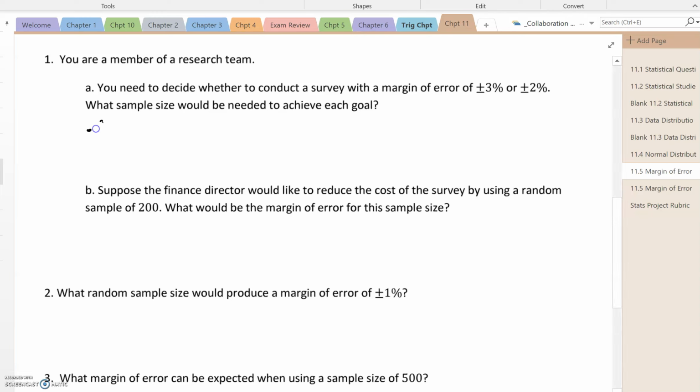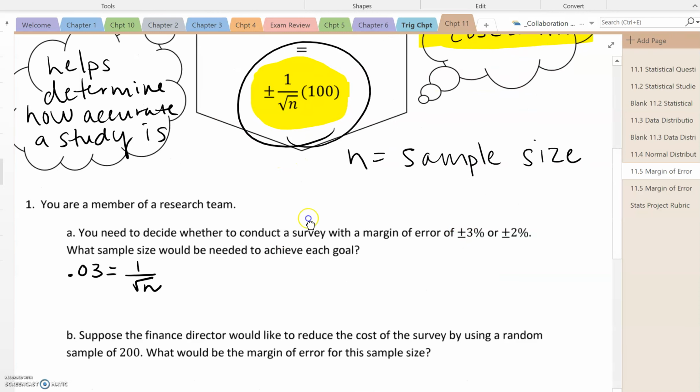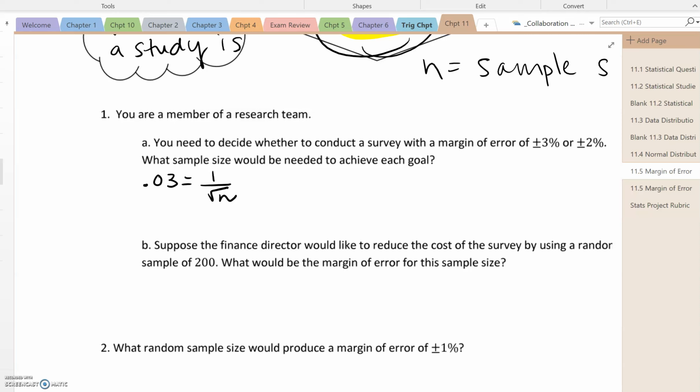So I'm going to write that as 0.03 equals 1 over the square root of n. That's a simple way of using this margin of error formula above. If I convert my percentage to a decimal, I no longer need to worry about that 100. And then because the 3% is a plus or minus and our equation has a plus or minus in it, we don't really need to worry about those.